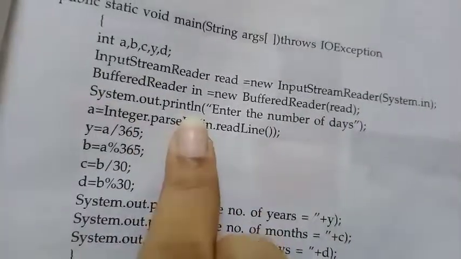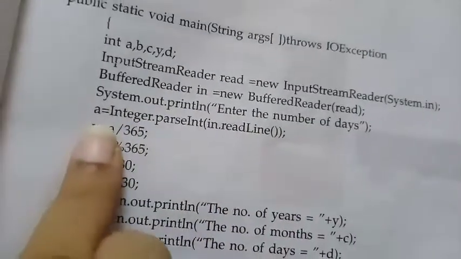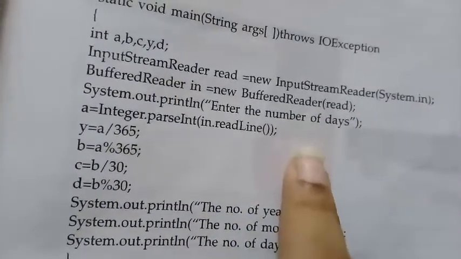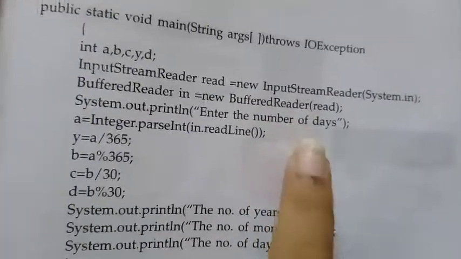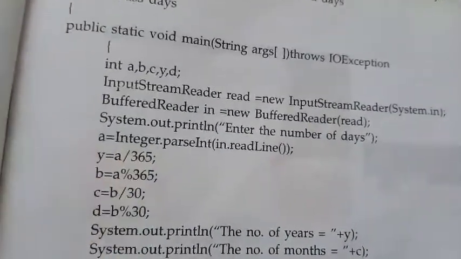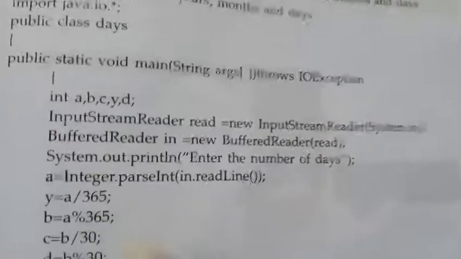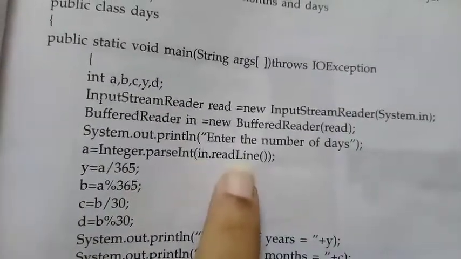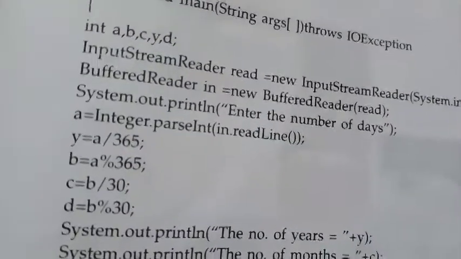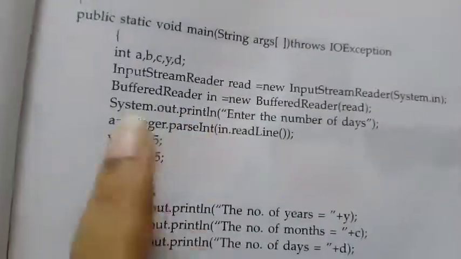Then System.out.println, enter the number of days. We are asking the user to enter the number of days and we are storing it in the variable a. This number of days is obviously going to be an integer, it cannot be a double or a float, it is a whole number, it cannot be a fractional number, right? So we are converting it into an integer. Whatever is saved in the buffer will be in character form, which will be taken by using this object and the readLine method of the BufferedReader class, and again this data will be converted to an integer value using the Integer class and the parseInt function.